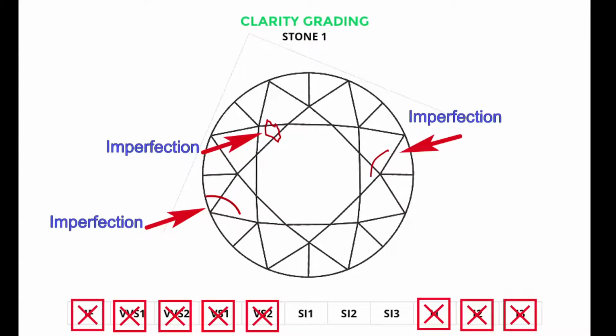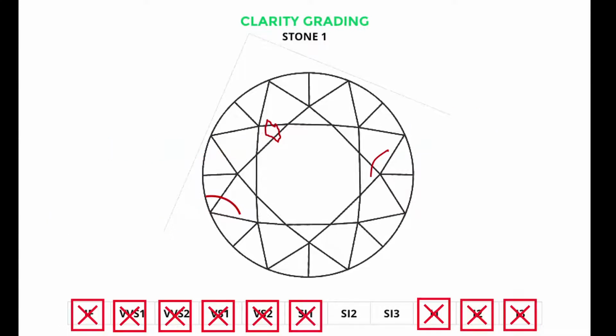So I said to you, all right, if you've got 3 SI1s, you are unlikely to call that stone SI1 because there are 3 of them. You would probably have to call it an SI2 or an SI3. Yeah, that makes sense. So we cross it out. We are now down to 2 grades.